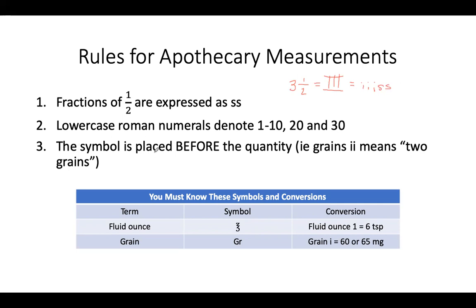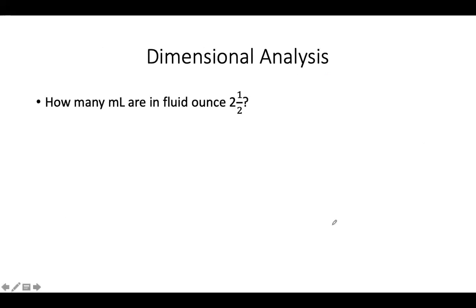And then the symbol is always placed before the quantity. So grains 2 means 2 grains. We're used to seeing our dosages calculated with the quantity before the measurement, but for apothecary, we put the measurement before the quantity. So how many milliliters are in fluid ounce 2.5? The way this should be written is fluid ounce, lowercase i ss. So 2.5.